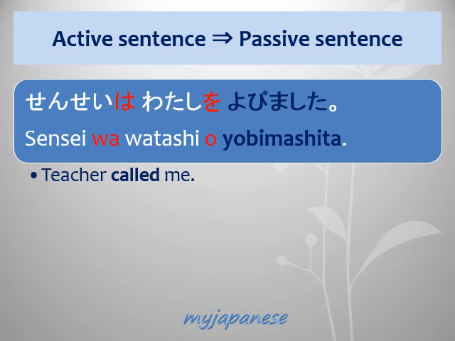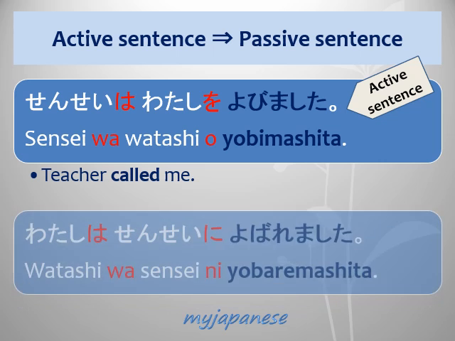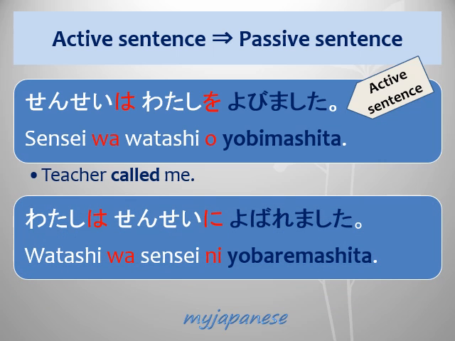Now we learned how to make passive verbs. Let's try to make a passive sentence from an active sentence. Please look at the sentence. 先生は私を呼びました。Teacher called me. The subject here, 先生, teacher, took the action. We call this an active sentence. If you make the sentence passive with the same meaning, the sentence will be 私は先生に呼ばれました。I was called by the teacher.